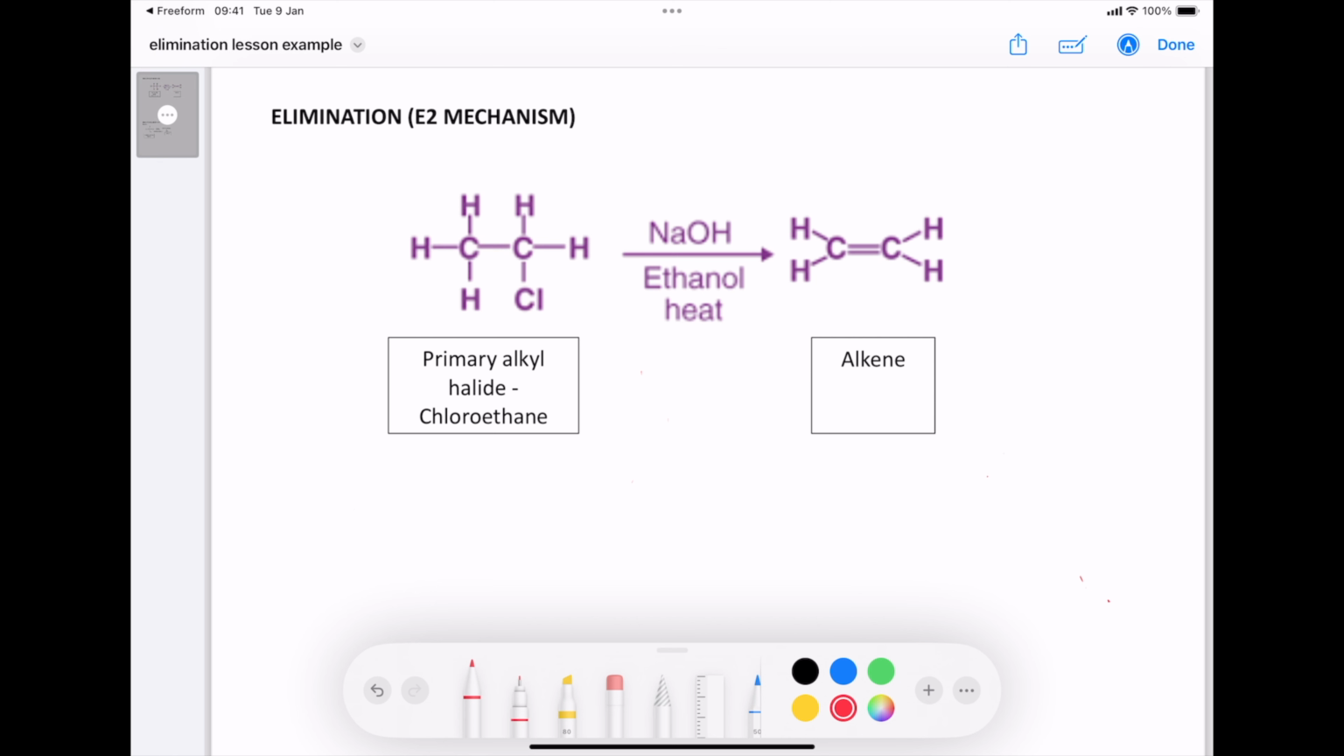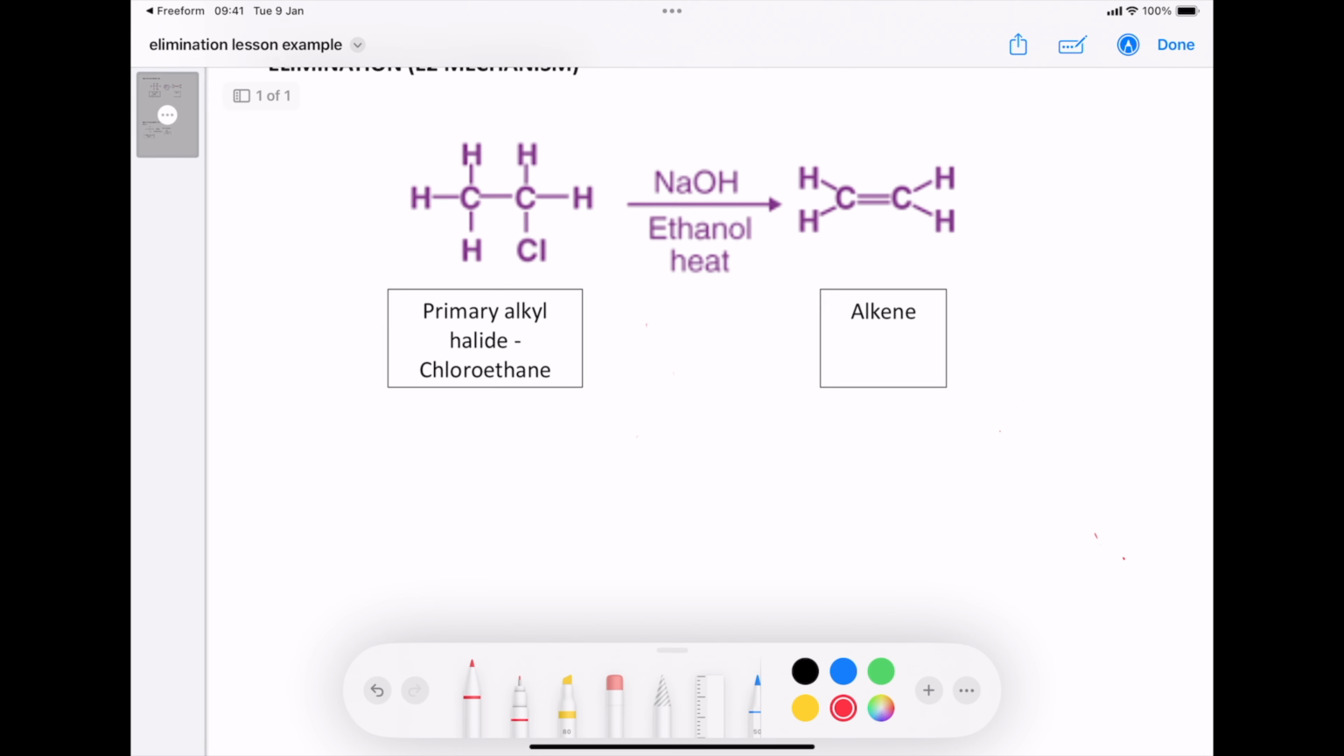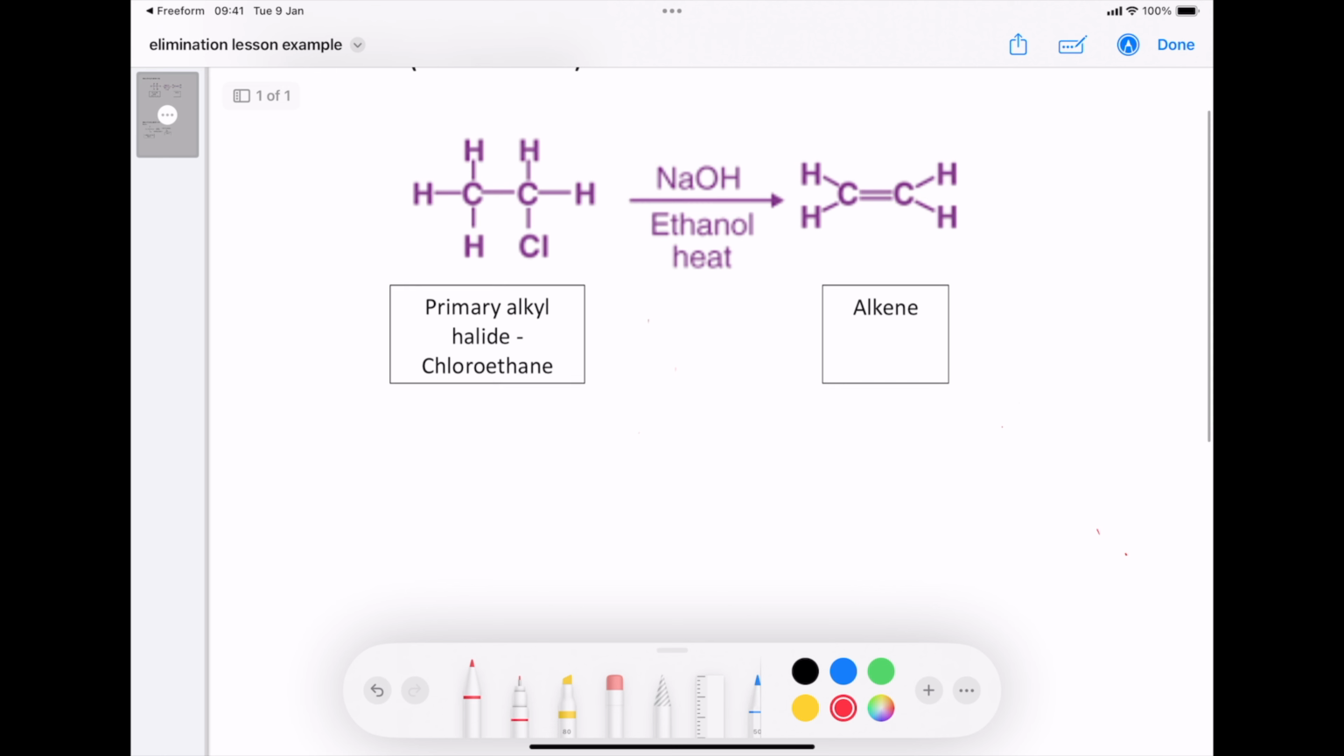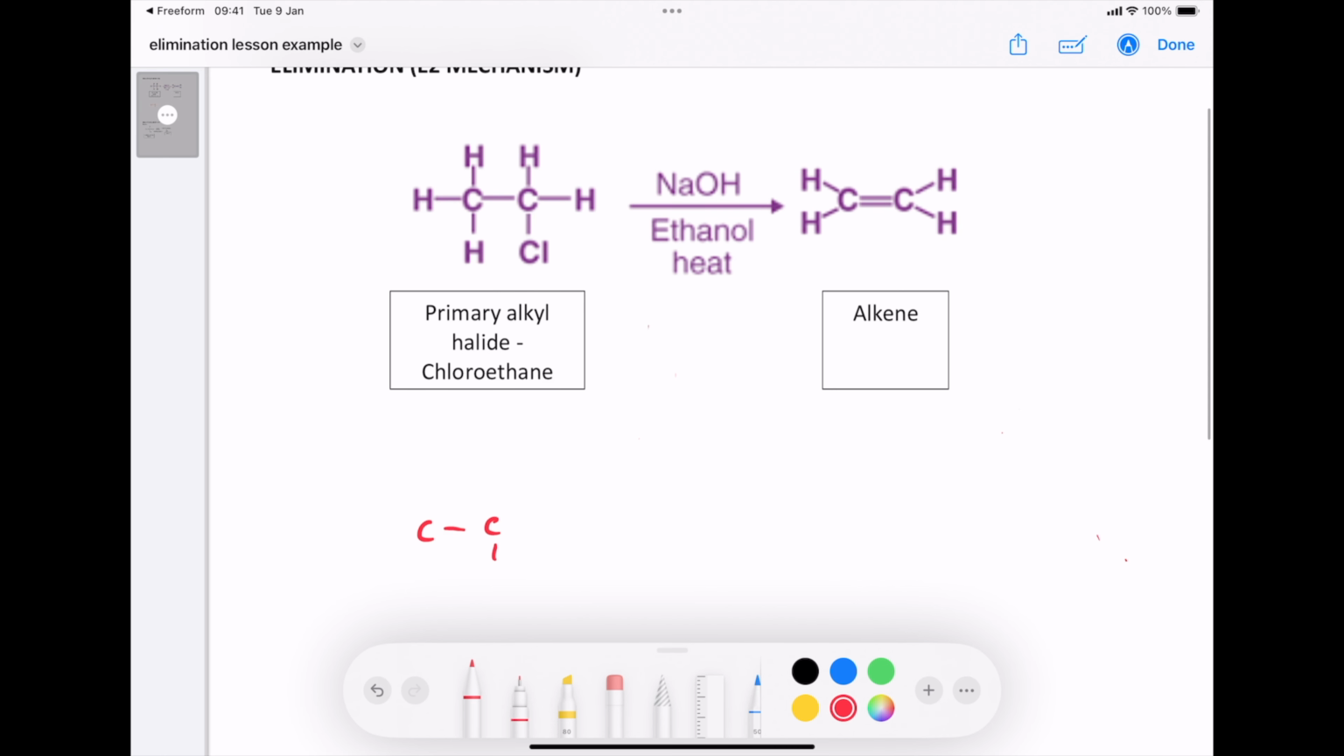SN1 mechanism. So we have a primary haloalkane, and you can see the hydroxide is in a solvent of ethanol and is producing an alkene. The first step is to always put in any relevant dipoles to show where the reactive site might be. So we're obviously going to have the delta plus and delta minus on the C-Cl bond. And then the hydroxide is obviously doing something to get that chlorine off.